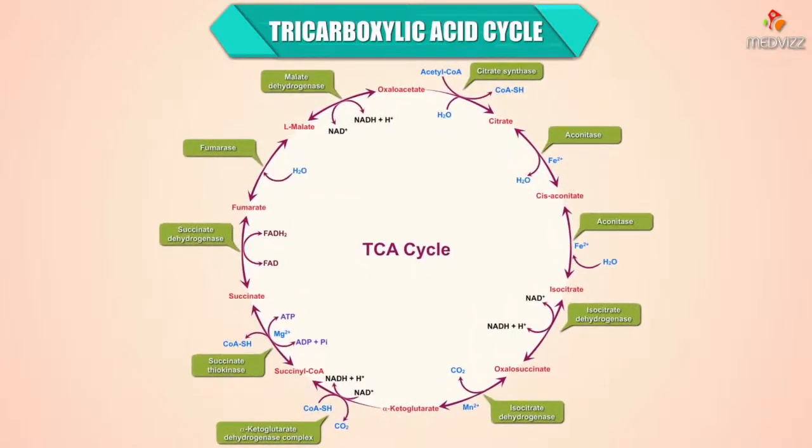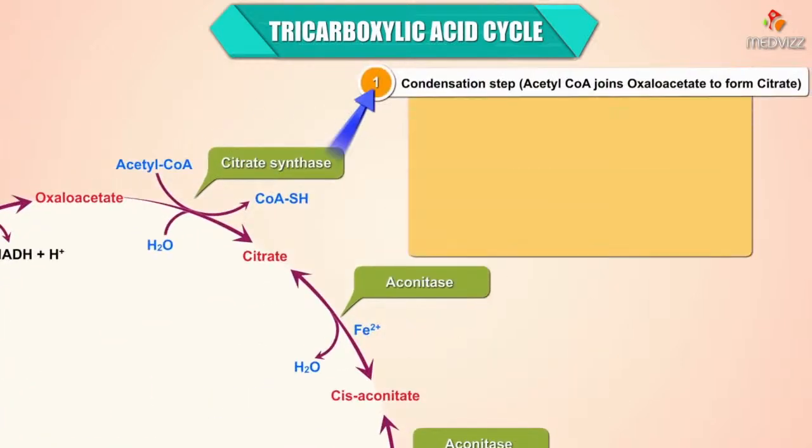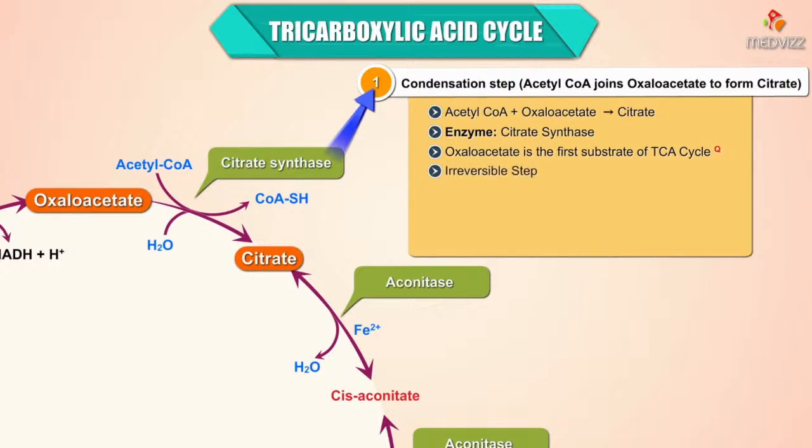Steps of the citric acid cycle. Step 1. Condensation step. Acetyl coenzyme A joins oxaloacetate to form citrate. The enzyme is citrate synthase. Oxaloacetate is the first substrate of the citric acid cycle and is an irreversible step.